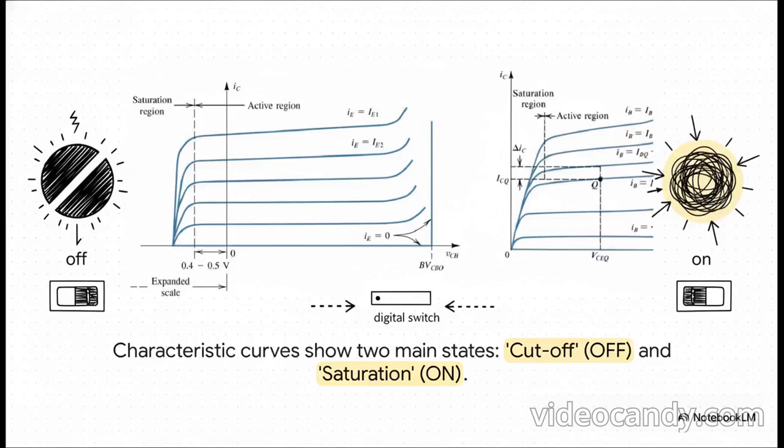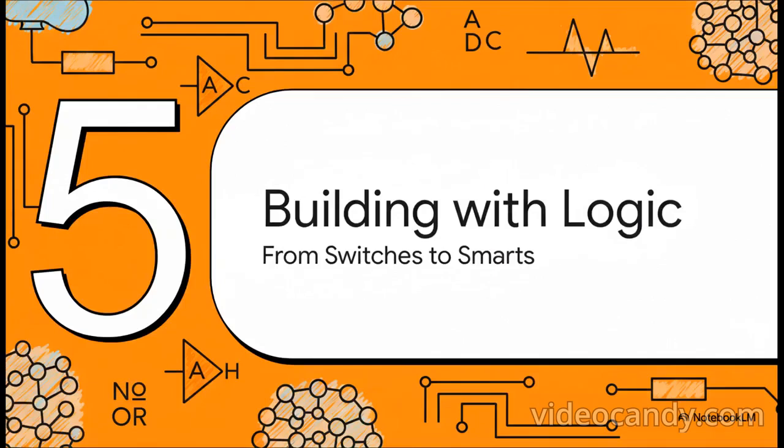And for building computers, we use that control in a very specific way. We can use that tiny signal to turn the big current completely off. We call that cutoff. Or we can turn it completely on. We call that saturation. Off or on, a 0 or a 1. And there it is. That's it. We've built a perfect microscopic electronic switch.